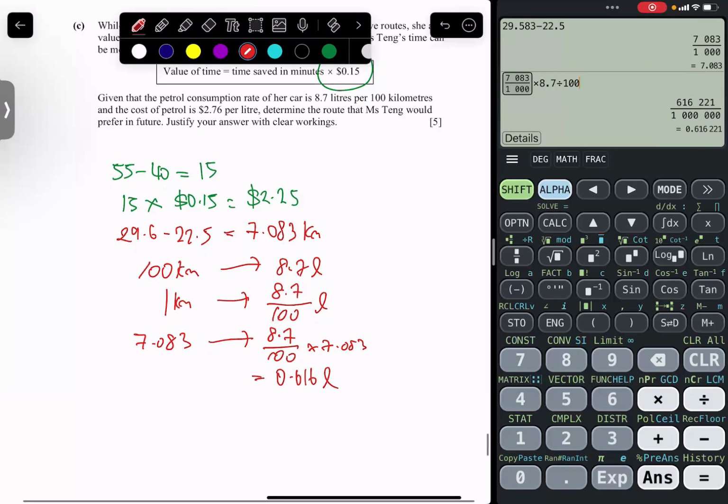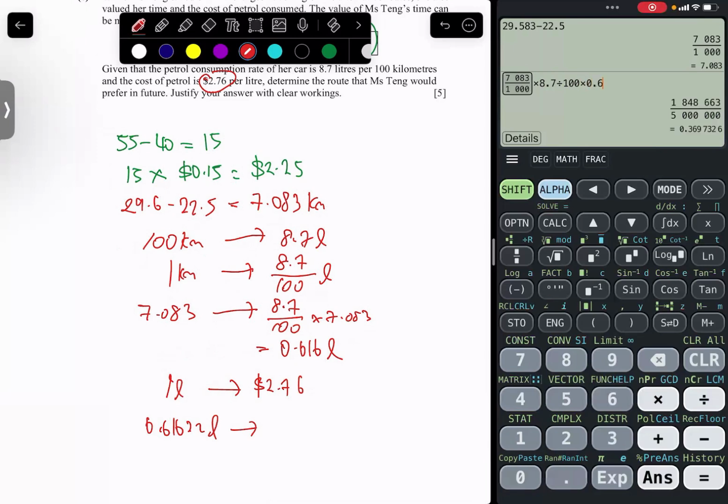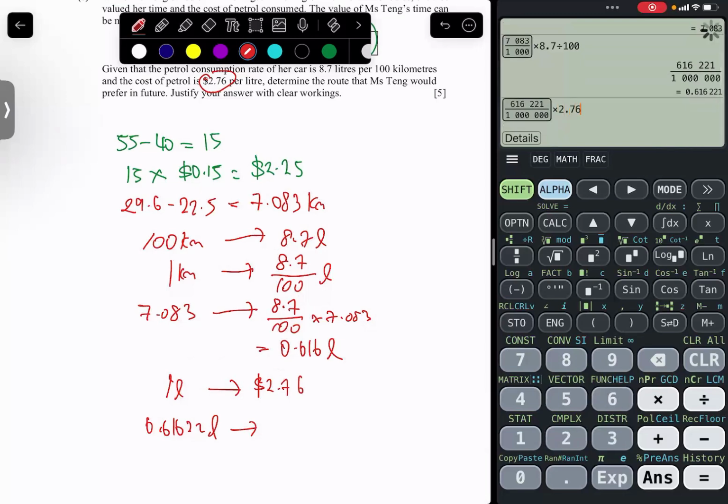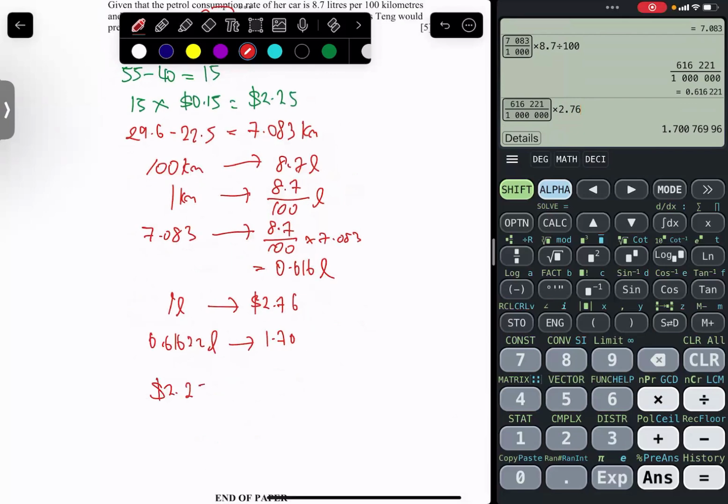All right, now petrol costs $2.76 per liter. So 0.616 liters would be multiplied by 2.76. So that would be $1.70. Okay, so that means she will have spent $2.25 plus $1.70 more. So that will be $3.95 in total.